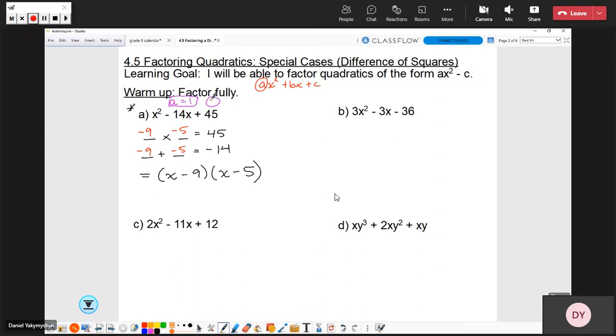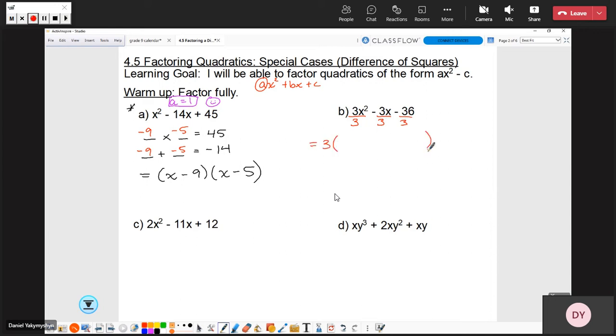We should be happy about that. Woohoo, nice one. Sweet. Now we move on to B. The A value is not 1. We're like, oh man. But remember, the first rule of factoring is, is there a common factor? When we look at this 3, negative 3, and negative 36, I'm sure you know that there's a greatest common factor of 3. So we're going to divide the common factor right out of here.